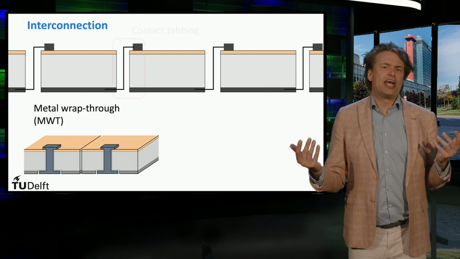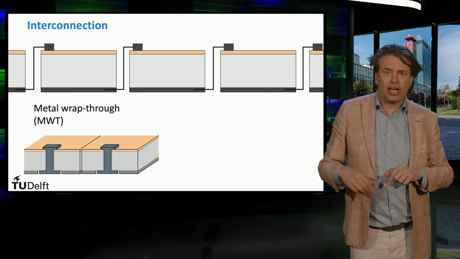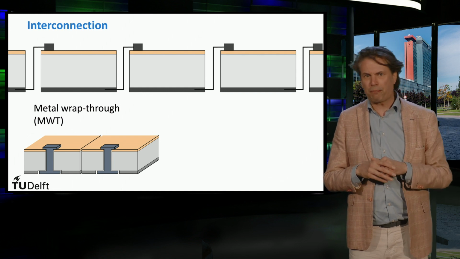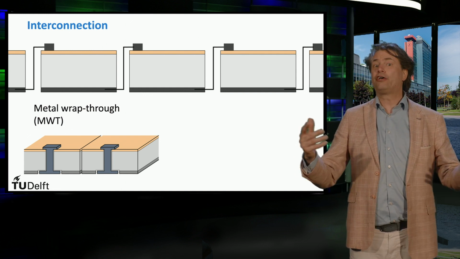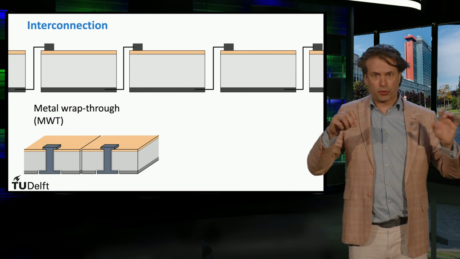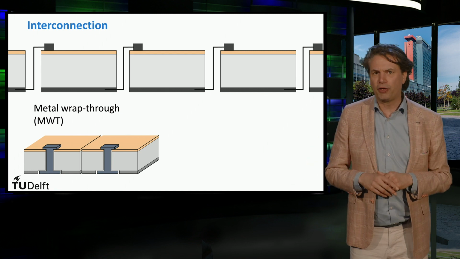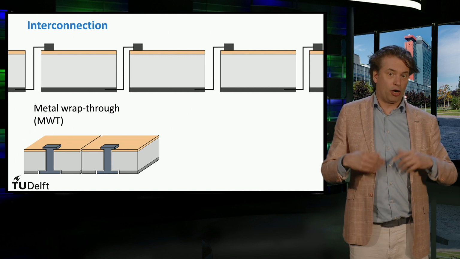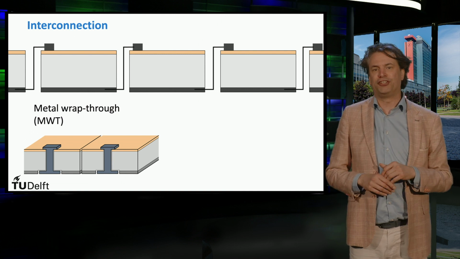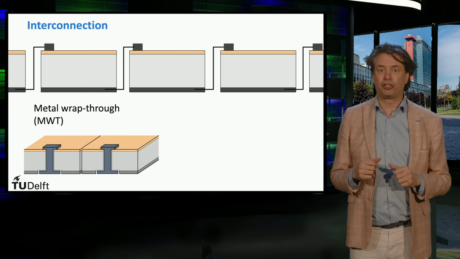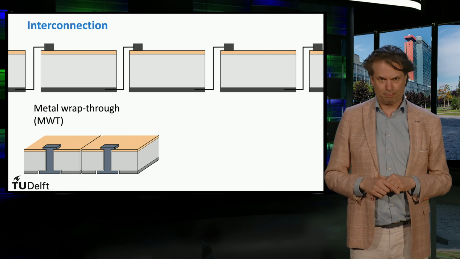There are other ways to interconnect solar cells, such as the metal wrap-through technology discussed in the second part of this MOOC. Here the front contacts are wrapped through the cell with a so-called via, such that both the positive and negative terminals are located at the backside of the cell. The cells can now be placed much closer to each other since contact tabbing is omitted.